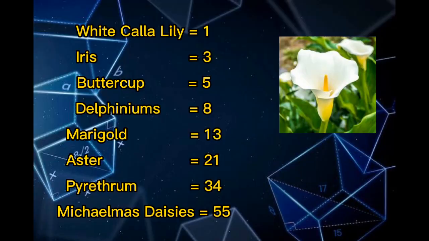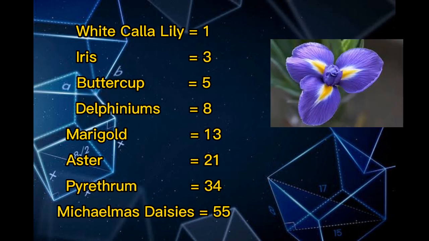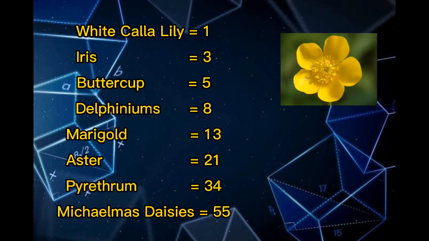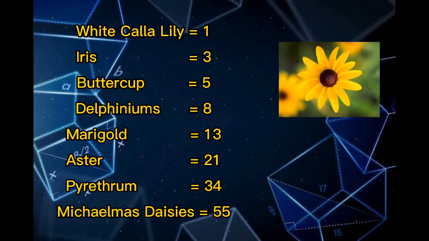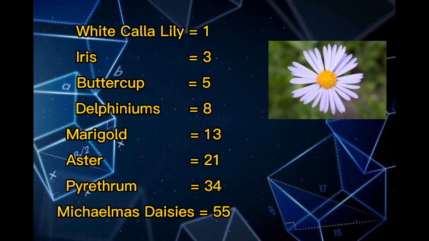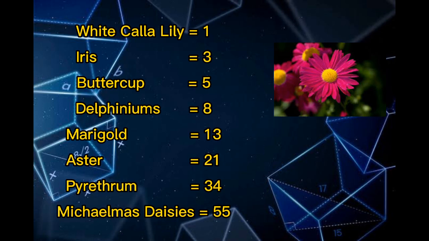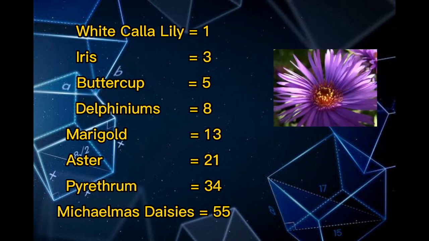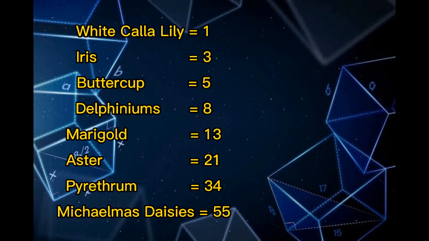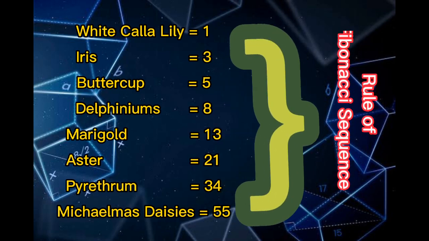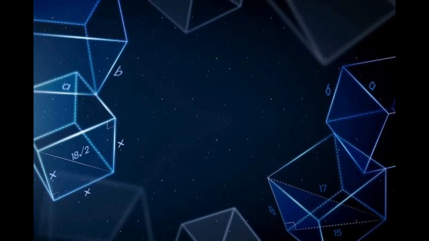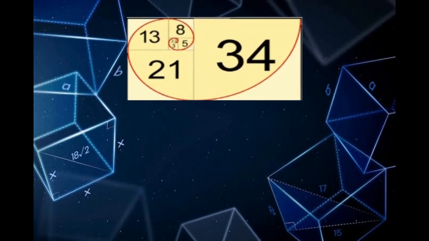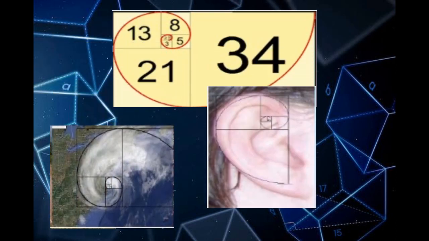For example, the white calla lily has 1 petal, iris has 3 petals, buttercup has 5 petals, delphiniums has 8 petals, marigold has 13 petals, aster has 21 petals, pyrethrum has 34 petals, and Michaelmas daisies has 55 petals. It somehow follows the rule of Fibonacci sequence. Also, the measurements of our bones in fingers and hands follow the rule of Fibonacci sequence. Lastly, the Fibonacci spiral looks like an eye of a storm and the cochlea of our inner ear.